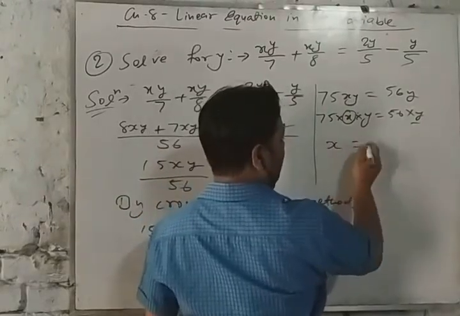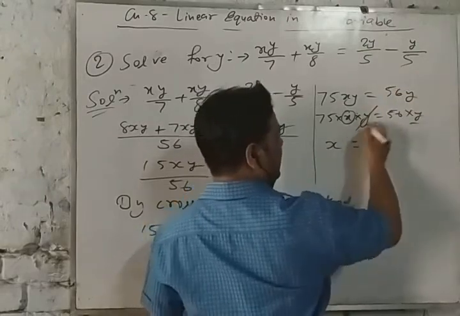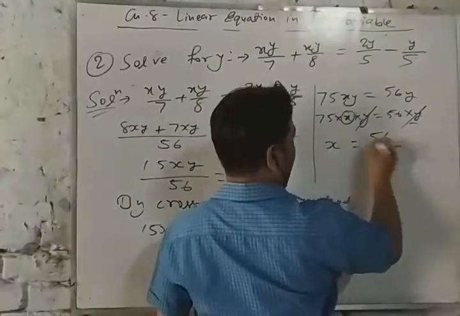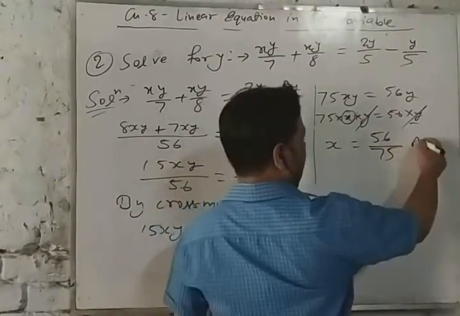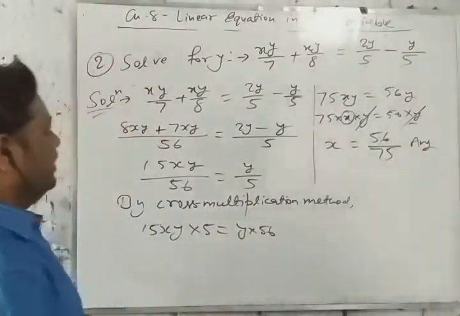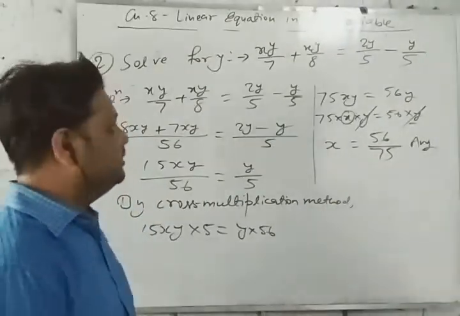We have to find only the value of x. So keep the value of x here and take all the number on that side, or you can directly cut y and y. Okay, then it will be 56 by 75. Then 56 by 75 will be the value of x. Like this, we can find the value of any variable. I hope that you all have understood.